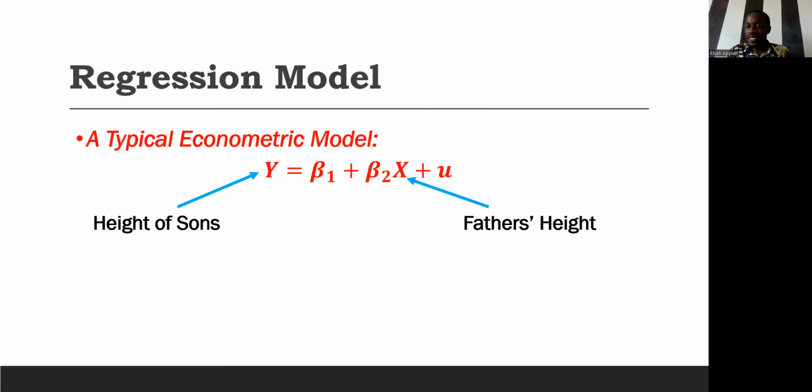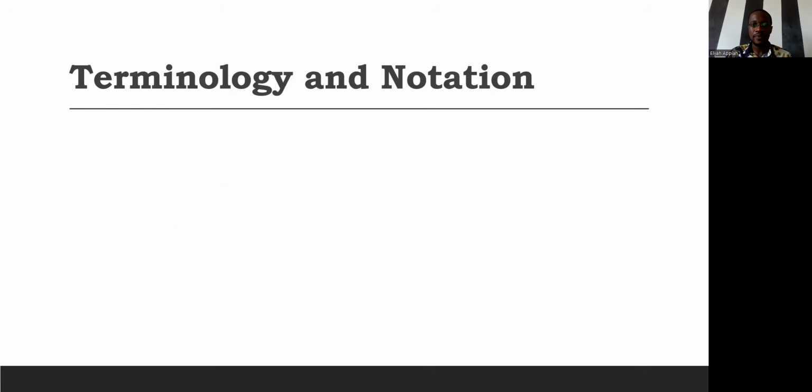We already know that the beta 1 and beta 2 are known as the intercept and slope of the econometric model of that equation. Now, the u parameter that we add to the econometric model represents the unobserved factors, other factors that we think also affect height of sons but are not captured in the model, like maybe nutrition, of course, or maybe the genotype. So all these other factors, we just deposit them into the u parameter and add it to the econometric model.